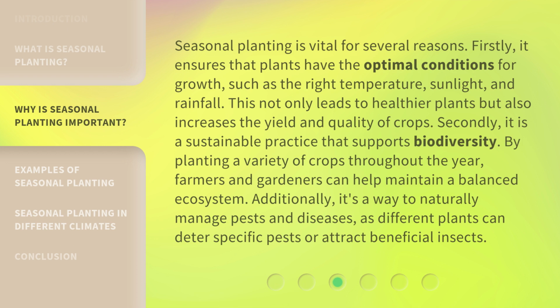Secondly, it is a sustainable practice that supports biodiversity. By planting a variety of crops throughout the year, farmers and gardeners can help maintain a balanced ecosystem. Additionally, it's a way to naturally manage pests and diseases, as different plants can deter specific pests or attract beneficial insects.